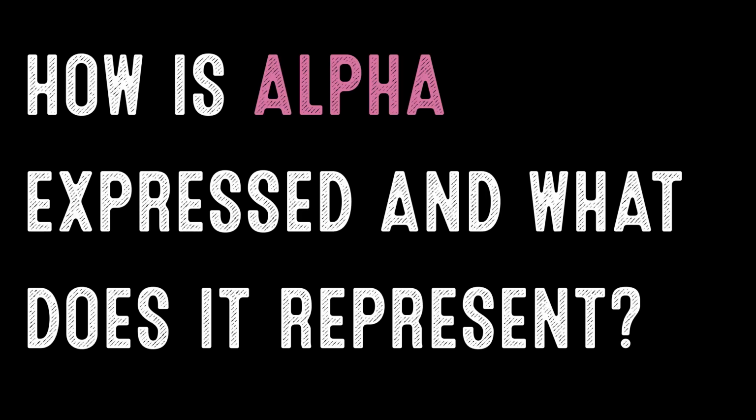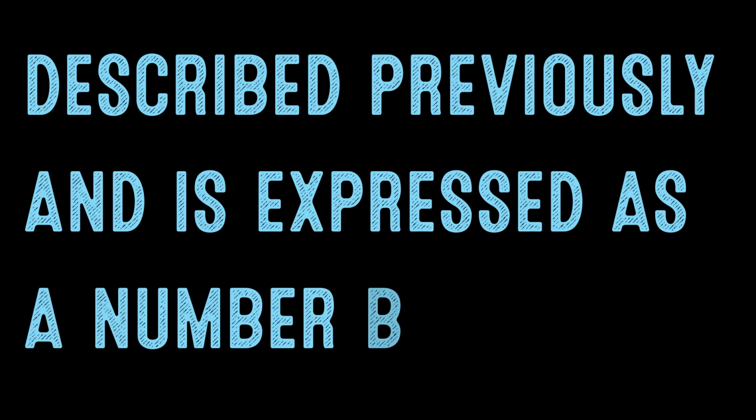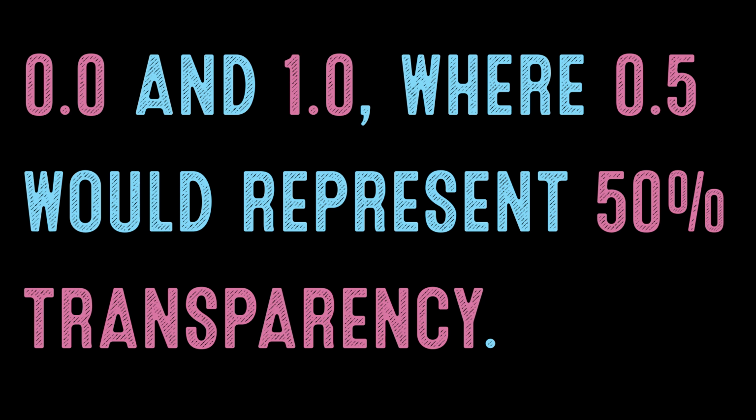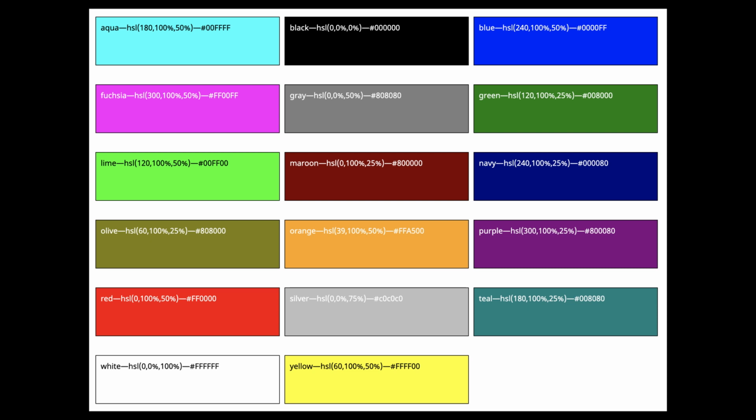How is alpha expressed and what does it represent? Finally, alpha represents transparency, as described previously, and is expressed as a number between 0.0 and 1.0, where 0.5 would represent 50% transparency. Here are the 17 standard colors using the HSL color space. We have aqua, black, blue, fuchsia, gray, green, lime, maroon, navy, olive, orange, purple, red, silver, teal, white, and yellow. This is how these would display.